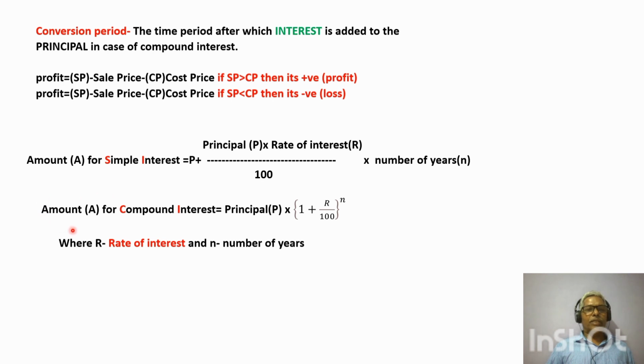Okay. And why you have to separate it from this is compound interest is something different. Amount A for compound interest is equal to principal P into this bracket 1 plus R upon 100 raised to n, where R is a rate of interest and n is a number of years. Okay, we will derive this formula in some other video. For the time being, you just remember this.